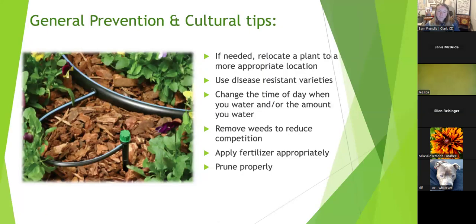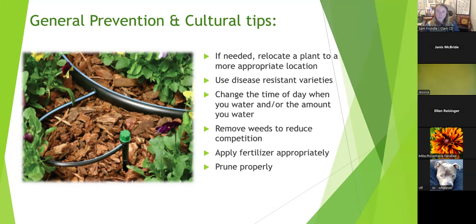So some general prevention and cultural tips. If you need to relocate a plant to a more appropriate location, that's a prevention strategy. Use disease-resistant varieties. For example, with tomatoes, there's a thing called blossom end rot. And there are some disease-resistant varieties that will resist the blossom end rot. So you can sometimes find those when you're having trouble.